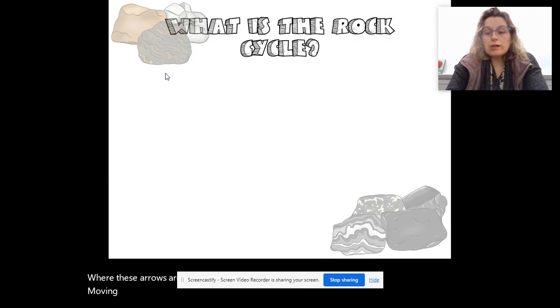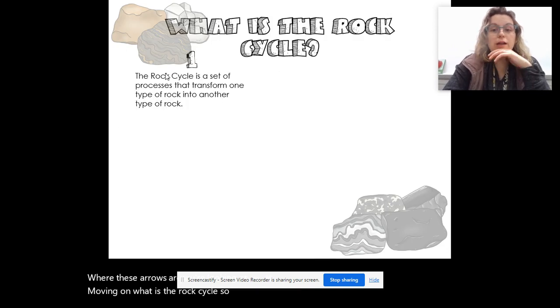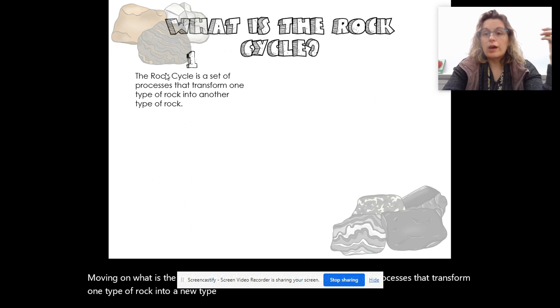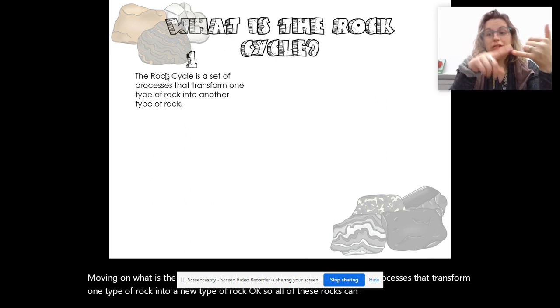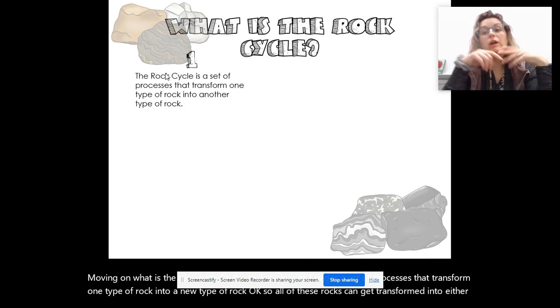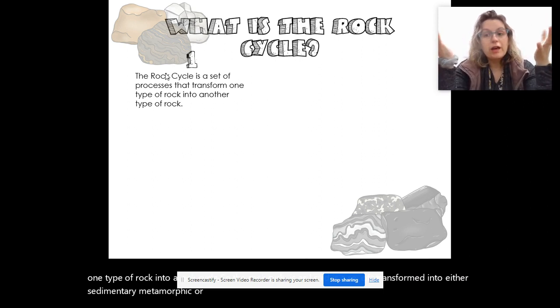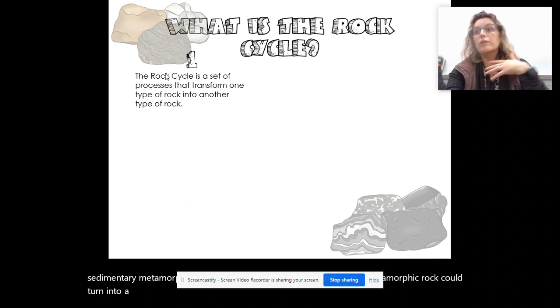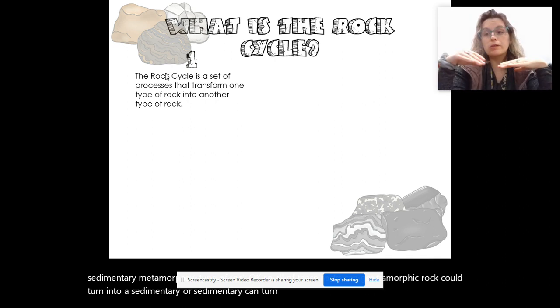Moving on, what is the rock cycle? So the rock cycle is, as I said, a set of processes that transform one type of rock into a new type of rock, okay? So all of these rocks can get transformed into either sedimentary, metamorphic, or igneous rocks, all right? Your metamorphic rock could turn into a sedimentary, your sedimentary can turn into igneous. It just depends on what path it's going to take.